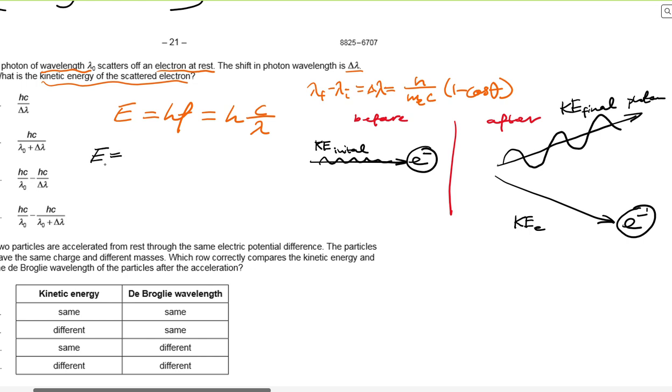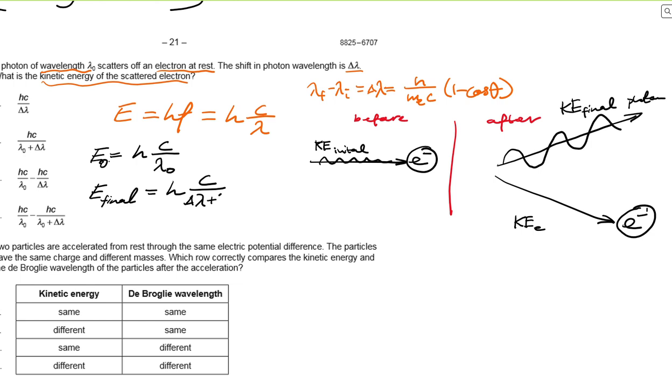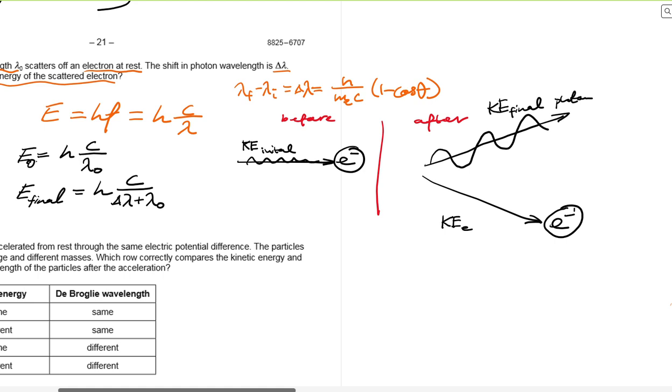And so we have E initial, or let's just say E naught is equal to hc over lambda naught, right? And then we have E final is equal to hc over (lambda naught plus delta lambda). And this is an important thing, because what you must know for Compton scattering is that wavelength always increases. Wavelength of the photon increases.